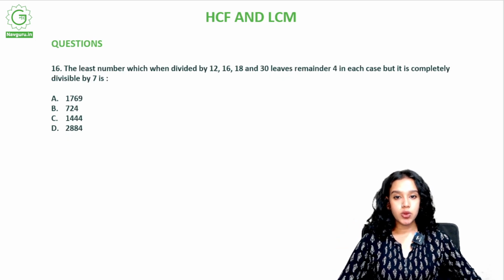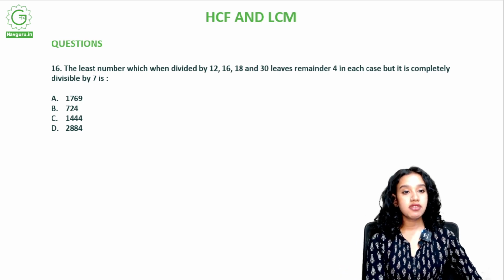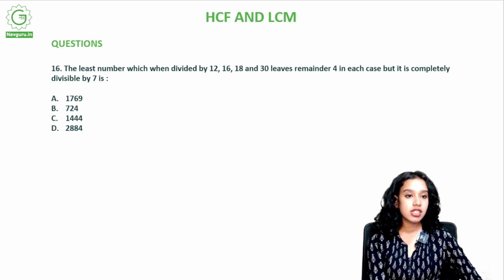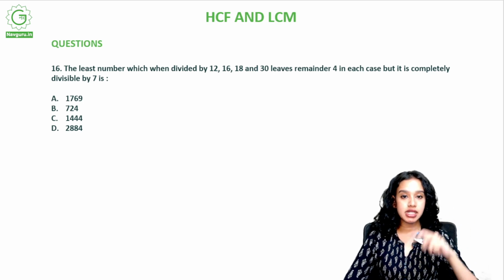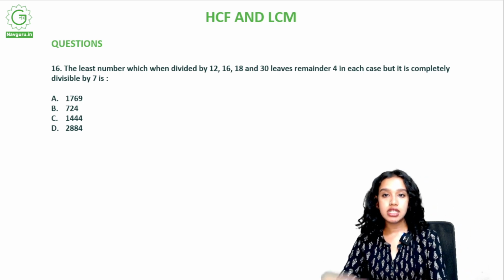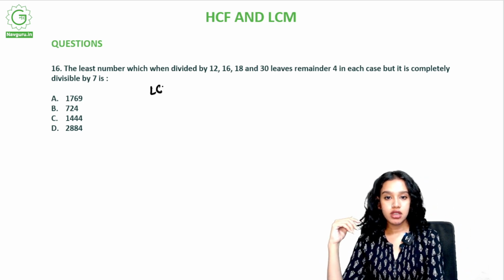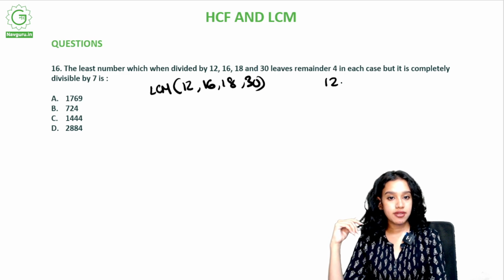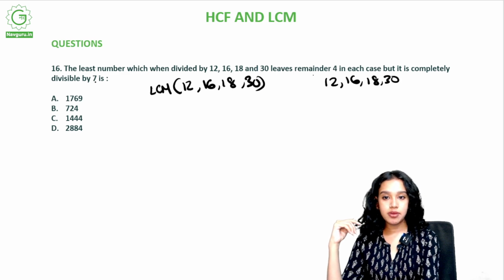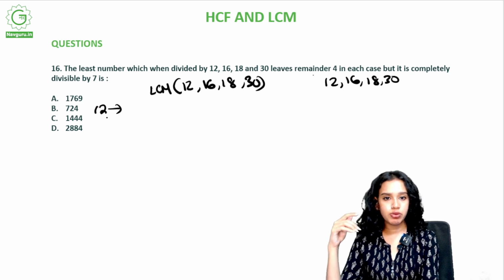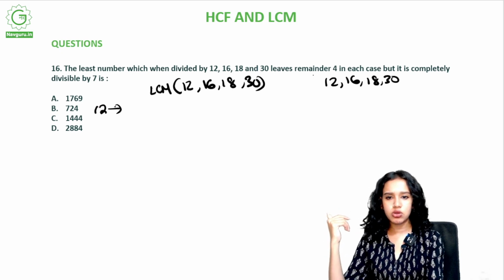The least number, which when divided by 12, 16, 18 and 30, leaves remainder 4 in each case, but it is completely divisible by 7 is. So first let's find the LCM of 12, 16, 18 and 30. So we have 12, 16, 18 and 30. We'll find the LCM. The easiest way would be to write the common factors, or we could do this way.